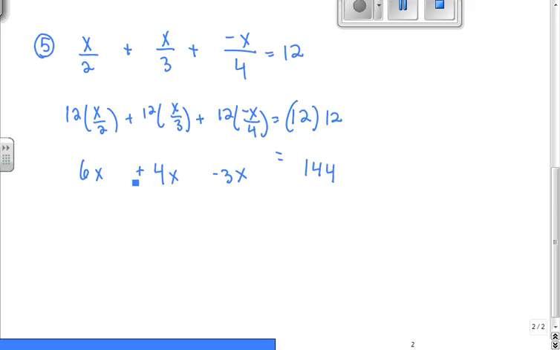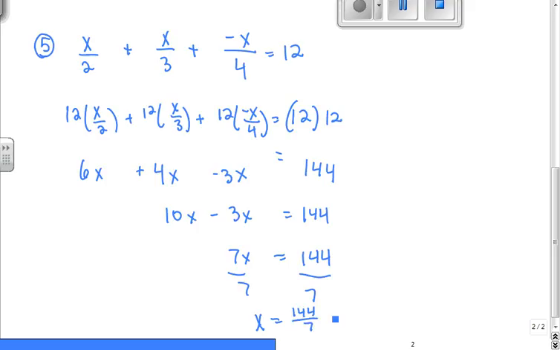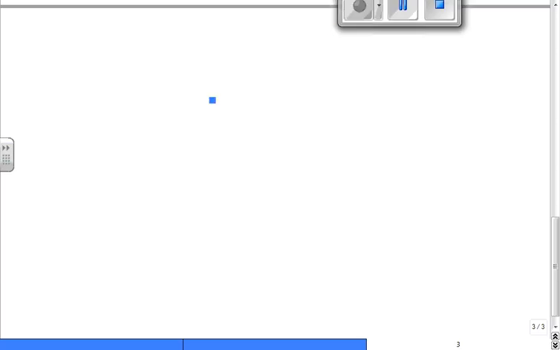Okay, 6x plus 4x is 10x, minus 3x is equal to 144. This is 7x is equal to 144. Divide both sides by 7. x equals 144 over 7, which is approximately 20.57. Record. All right.